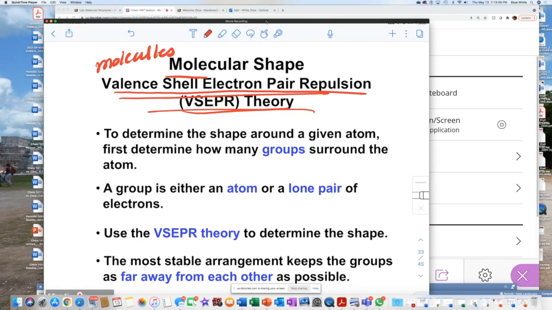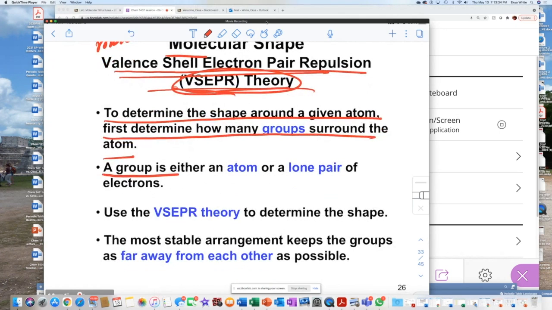Okay, so if we're trying to figure out the shape of the molecule, you have to go through VSEPR theory. To determine the shape around the given atom, first determine how many groups surround the atom. Okay, if you've had 1405 before, you've had this before. This is a review. We tend to determine the shape around a given atom. We do it one atom at a time.